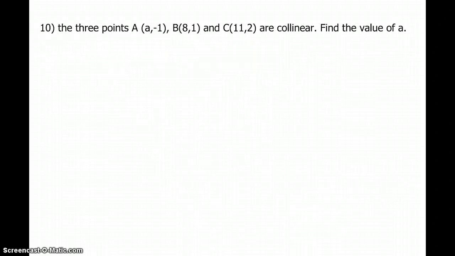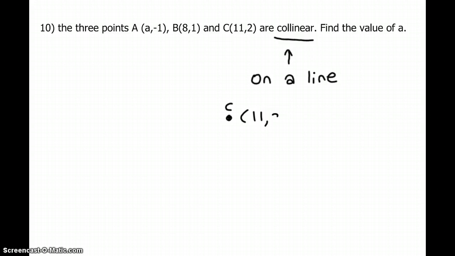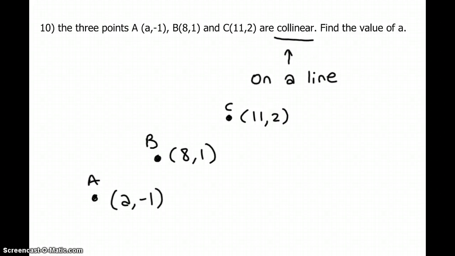Okay, for the second question, if it tells you that things are collinear, that means that they're on a straight line. They all lie on the same straight line. So what they're basically saying here is that you've got a point C at the coordinates 11, 2. You've got a point B at 8, 1. And you've got a point A at the point a, minus 1. And you want to show that they all lie on the same straight line.